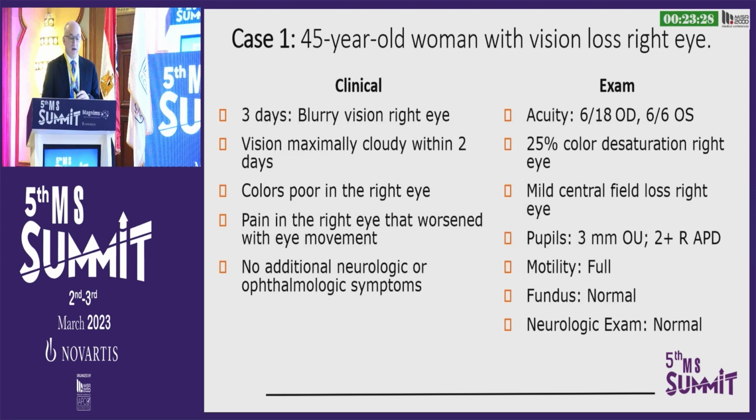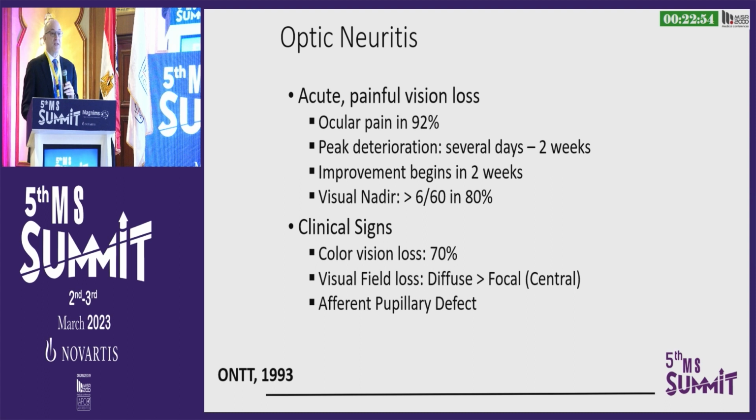So let's get started. I want to talk first about a 45-year-old woman with vision loss in the right eye. She had vision loss for approximately 3 days. Vision was maximally cloudy in about 2 days, and she had poor color vision. There was pain in the affected eye that worsened with eye movement, and she had no additional neurologic or ophthalmologic complaints. Vision in the right eye was 6/18, normal in the left eye with color saturation, and a right afferent pupillary defect. All other examination findings were normal. And that was a typical case of optic neuritis.